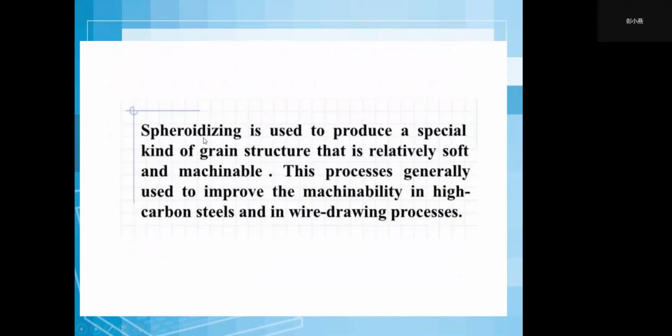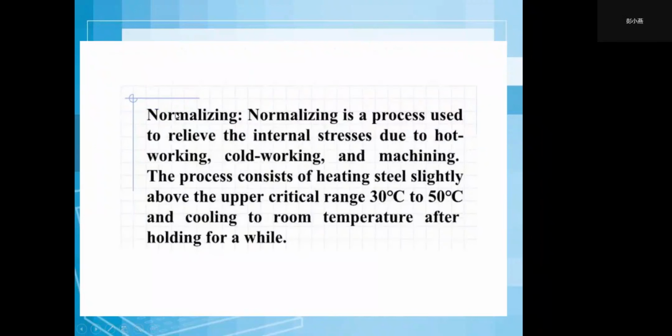And oxidizing is used to produce a special kind of green structure that is relatively soft and malleable. This process is generally used to improve the malleability in high carbon steels and in wire drawing processes.